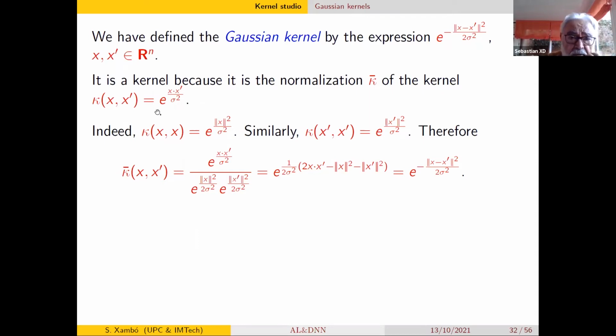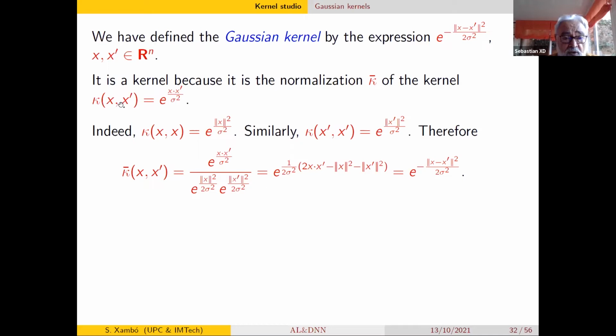What are we saying here? Well, x dot x prime is surely a kernel. It is the bilinear kernel in the Euclidean space. Divided by a constant, it is still a kernel. You can take the exponential, and by what I said before, this is a kernel. So clearly you can define this.